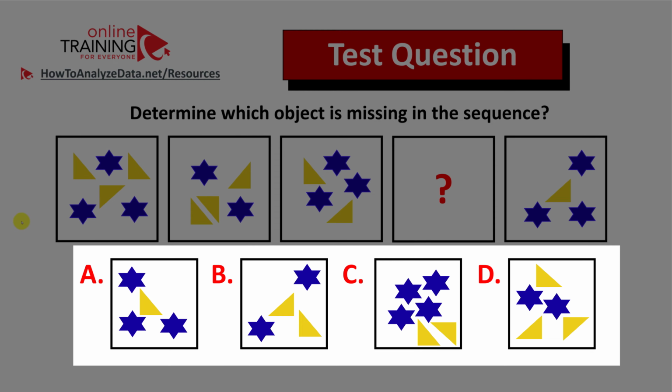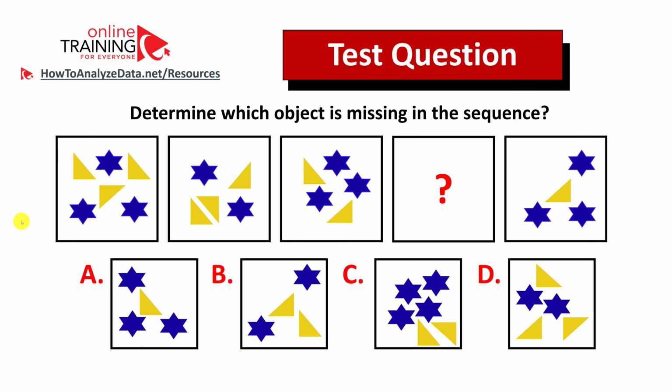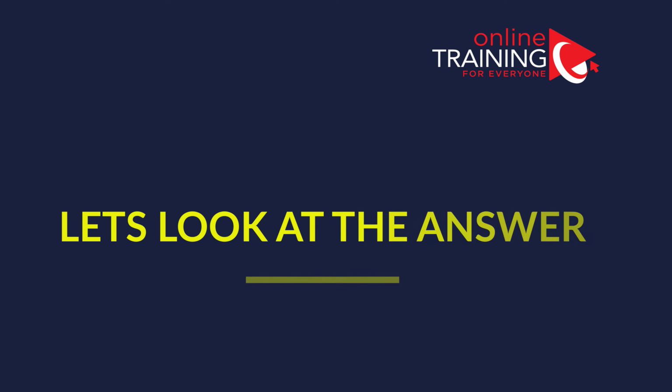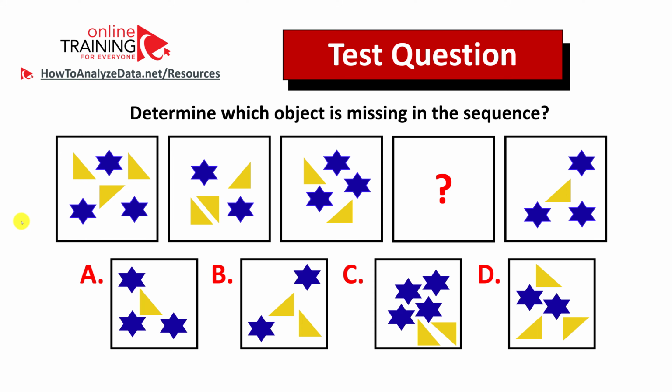Each object contains triangles as well as stars. Do you recognize the pattern? Do you see the answer? Give yourself 10 to 15 seconds, maybe pause this video to see if you can come up with the solution on your own. Did you figure out the answer? Let's continue to see how we can solve and get to the correct solution together.